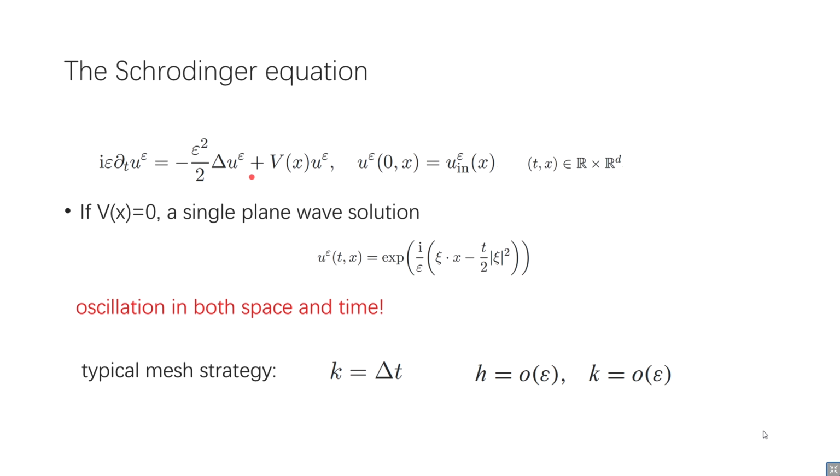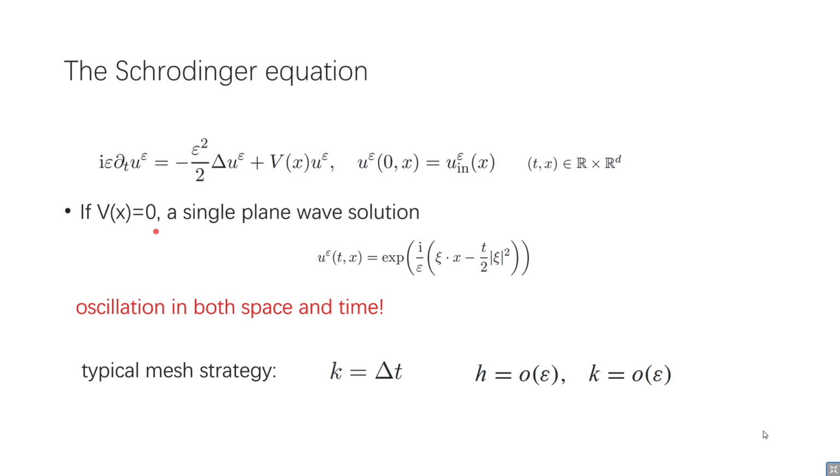So I'll start with the Schrodinger equation, written in a very simple form. U is the wave function, and epsilon plays the role of a Planck constant, but it has been non-dimensionalized. So it represents a small semi-classical scaling, or the wavelength. V is just the potential, which depends on the space variable x, and we'll give some initial data.